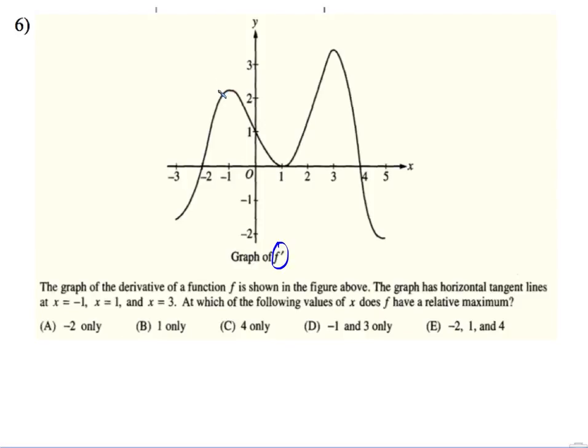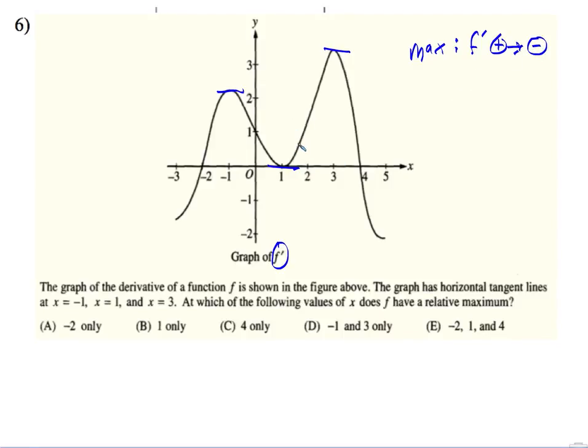So it says that there are horizontal tangents here, here, and here. At which of the following values of x do I have a relative maximum? So the definition of a maximum, this is set in stone. What is this? Positive to negative. What goes from positive to negative? f prime. Perfect. f prime goes from positive to negative.